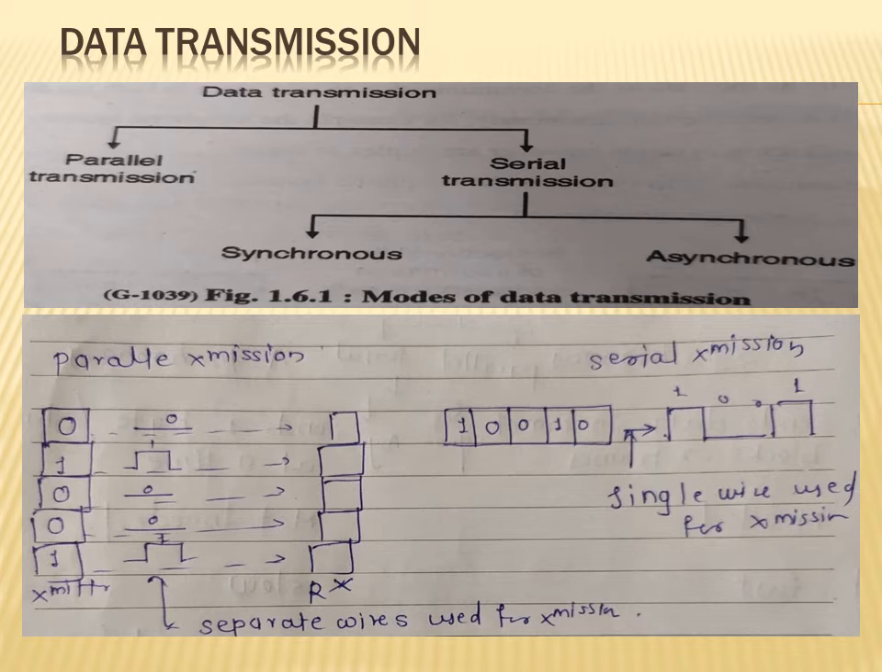Next one is serial transmission. In serial transmission, the data is transmitted bit by bit serially. It requires a single wire for the transmission. It requires more time for the transmission of data, and it transmits the signal one by one. It has a start bit and a stop bit. This one is serial transmission.